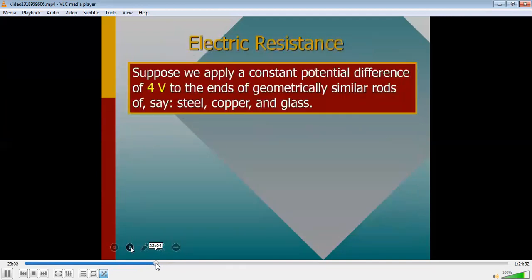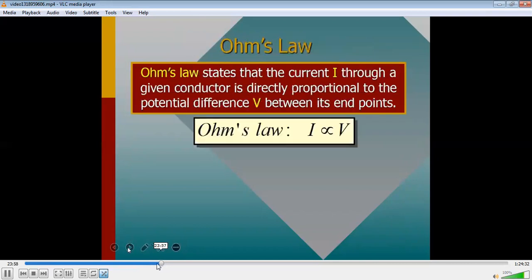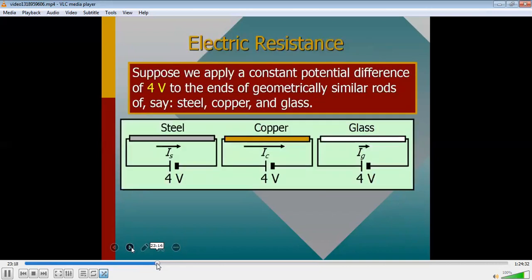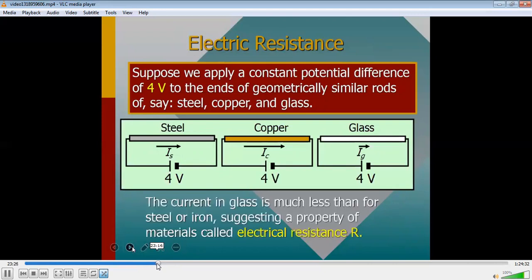Now electric resistance. Suppose we apply a constant potential difference of 4 volt to the ends of geometrically similar rods of, say, steel, copper, and glass. So steel has 4 volt, copper has 4 volt, and glass also 4 volt. The current in glass is much less than for steel or copper, suggesting a property of materials called electrical resistance R. That means glass has more resistance than copper and steel.